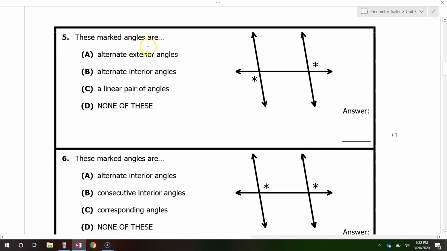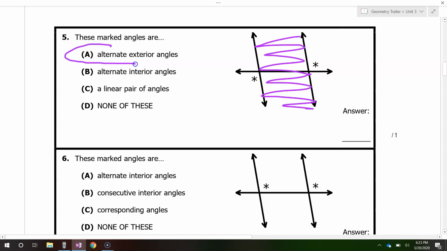Okay, the marked angles are what? Let's see. These angles are exterior because look, this is the interior right here. Between the lines is interior. Everything outside the lines is exterior. So these are exterior, and because they are on opposite sides of the transversal line, they are alternate. So these are alternate exterior angles. So that means the answer is going to be A.